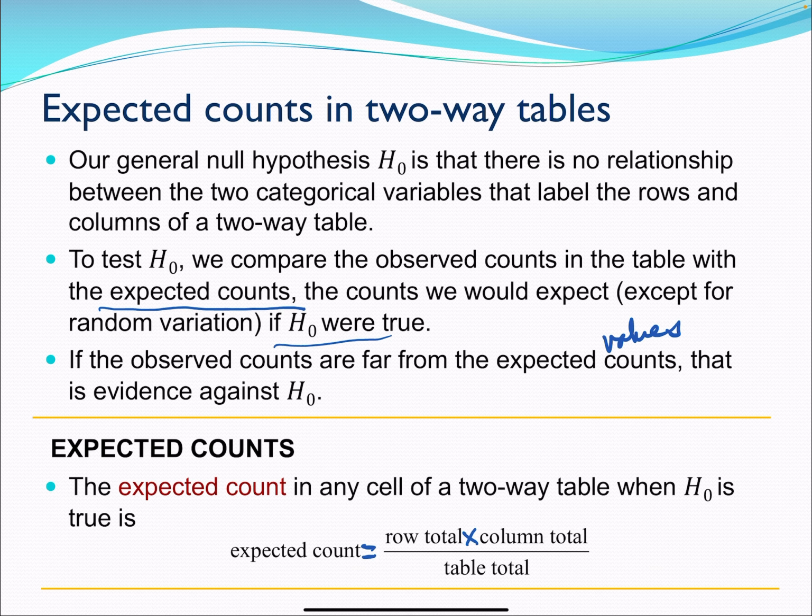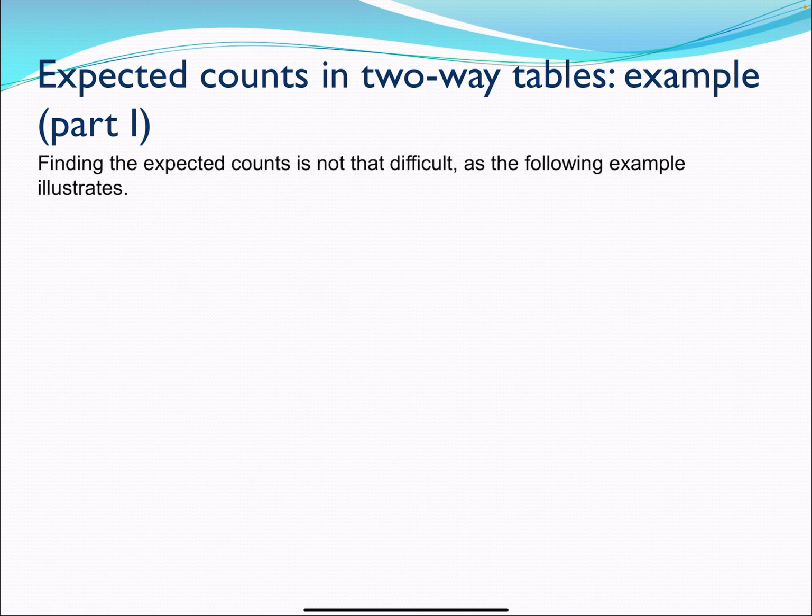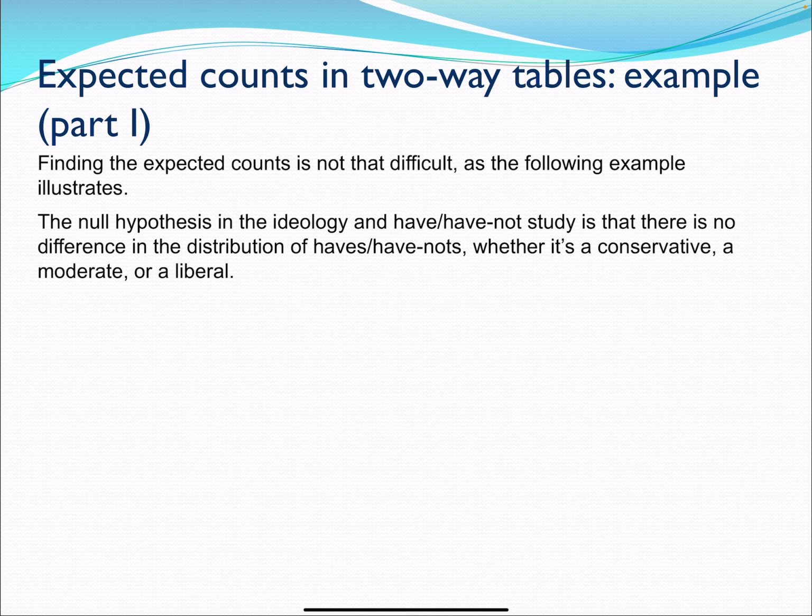So let's go back to the have-not versus political ideology table we looked at before and calculate some expected values. Finding the expected count is not that difficult, as the following example illustrates. Our null hypothesis is that there's no difference in the distribution of have-nots, whether someone is conservative, moderate, or liberal.